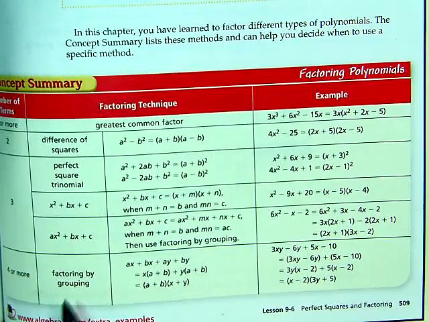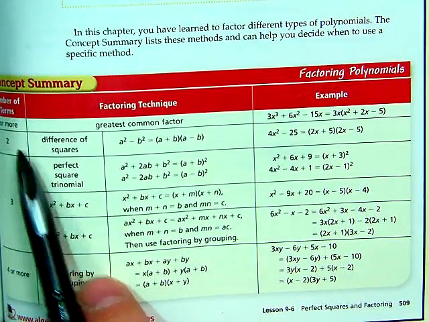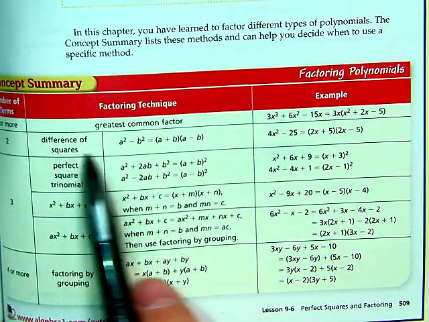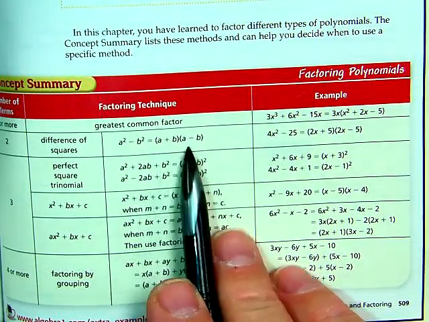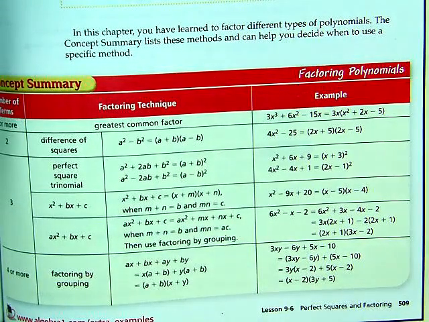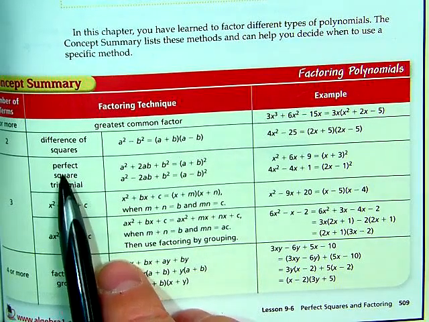Okay? If there's exactly two terms, then you can look to see if it is a difference of squares. If it is, then I'm going to explode it out using the difference of squares methodology. Okay? If there's three terms, I can look for the perfect square trinomial.